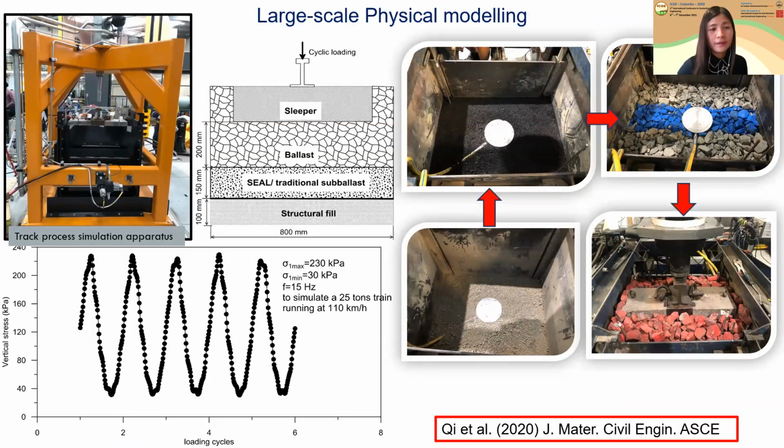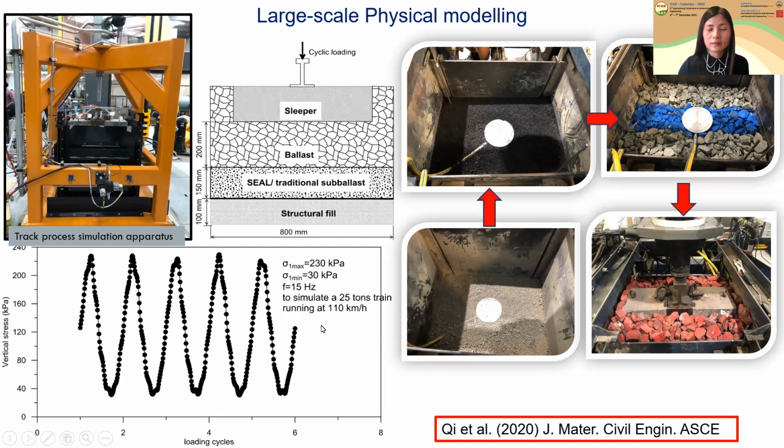And to examine the track performance with the seal mixture, I also did a large-scale physical model using the track process simulation apparatus, which is currently located at UTS. In the test chamber, we have 3 layers, as you can see here. The ballast layer is on top, and below it is the seal layer, or the traditional ballast. Below that is the structure fill. On top of the specimen, we placed this concrete sleeper, and surrounding it is the crib ballast.